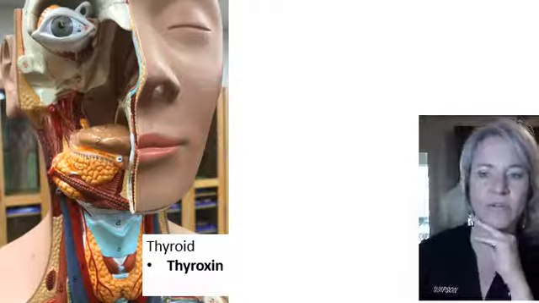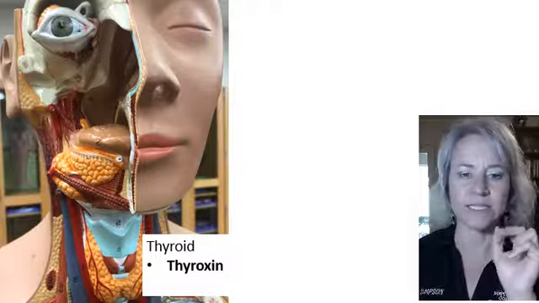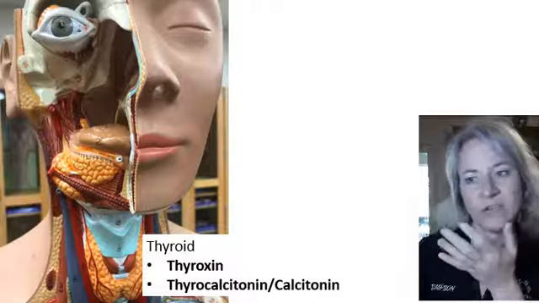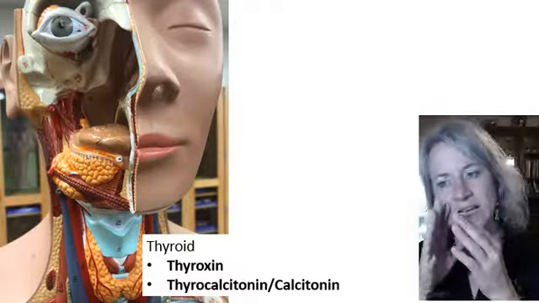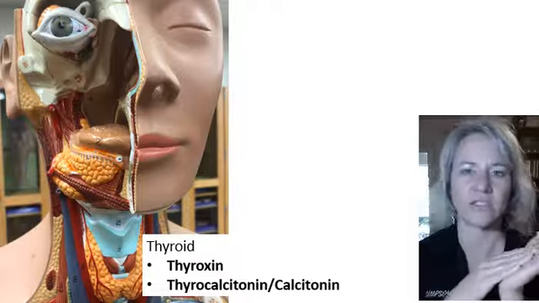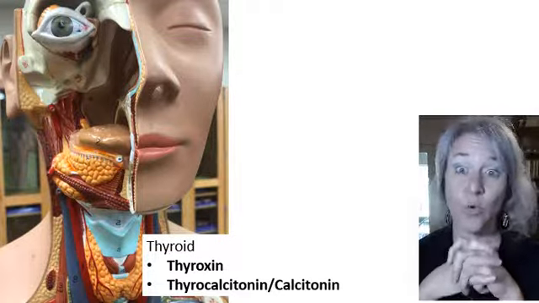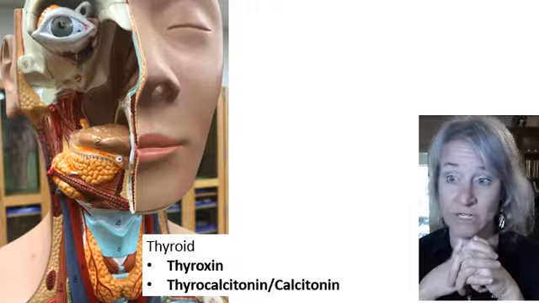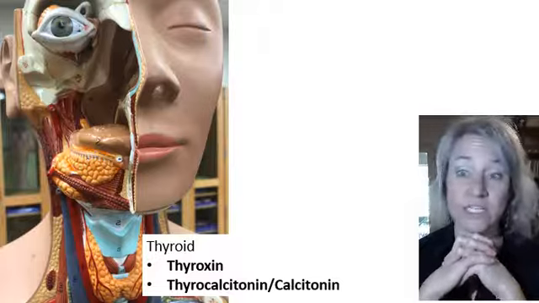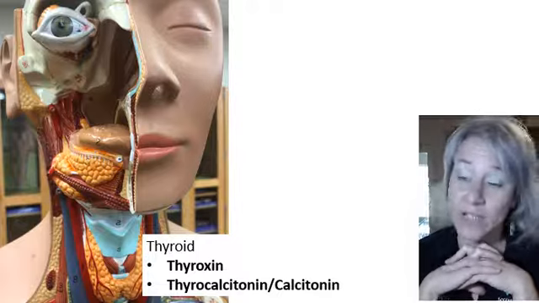And another hormone, there are just 2 hormones that come from the thyroid. Only 2 hormones from the thyroid. Thyroxine and thyrocalcitonin. Somewhere along the line, they lost the thyro prefix, and they started just calling it calcitonin. But I prefer thyrocalcitonin because it helps you to remember where it comes from. Calcitonin comes from the thyroid, so it's thyrocalcitonin. So I want you to know it as thyrocalcitonin, but also know that calcitonin is the same thing as thyrocalcitonin.